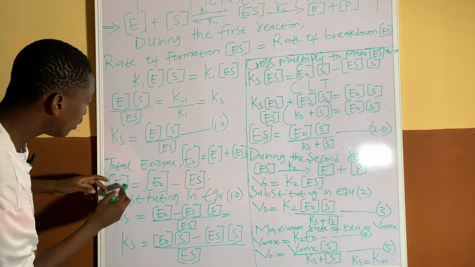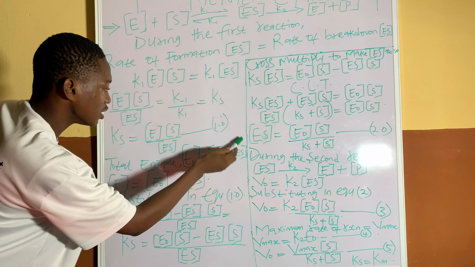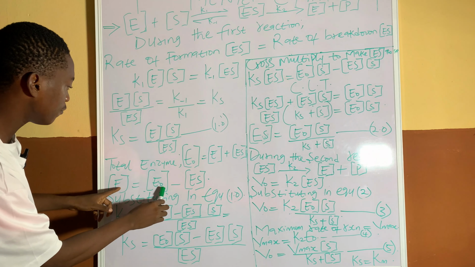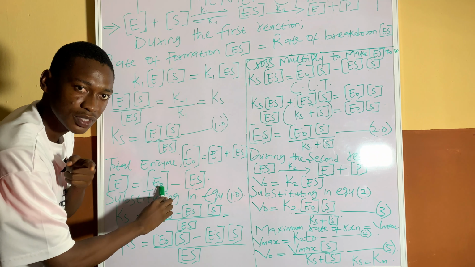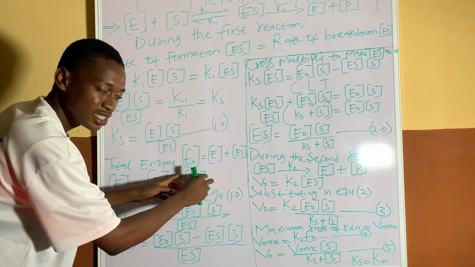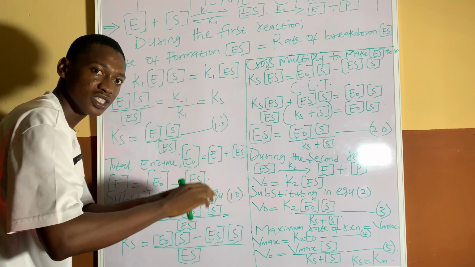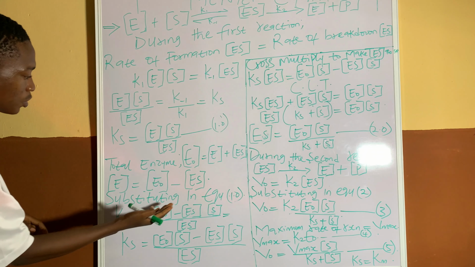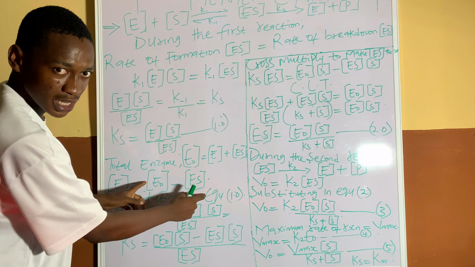Since we've gotten our total enzyme, which is E0 equals E plus ES, to make E, the free enzyme, the subject of the formula, of course, you know what to do. You collect like terms. This ES moves over here to give E0 minus ES. And that's what you are seeing here: E, the free enzyme, is equal to E0, the total enzyme, minus ES. All of them are in concentration. The bracket you are seeing here simply means that this enzyme substrate complex is in concentration. Are we together? Now, substituting this in equation 1, that means anywhere we see E, we put E0 minus ES.